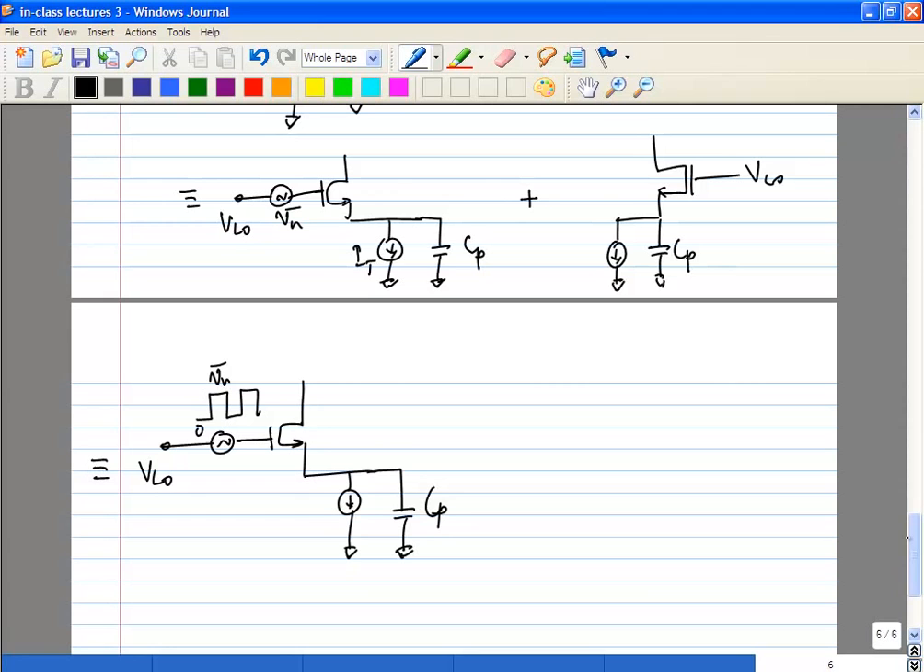Then what we are going to assume, of course, is that Vn is much smaller than VLO. So you can linearize the circuit. What is the time constant at this node? Let's call this x.